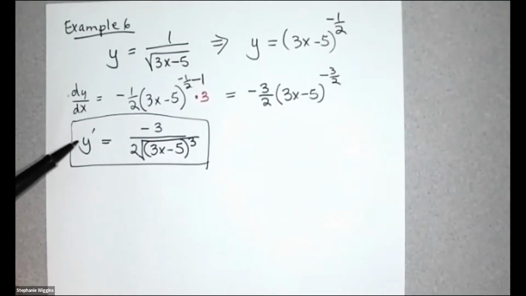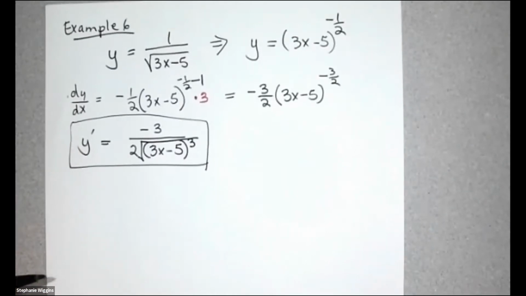And notice this notation is interchangeable, right? dy dx could also be written as y prime. They mean the same thing. It's just a different notation. All righty. Any questions on that one?